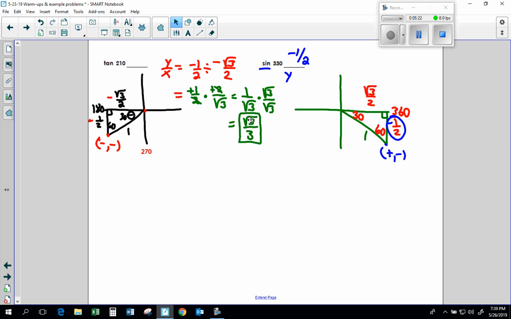Multiply across and you get square root of 3 over 3. And there's our rational number now in the denominator. And there's your answer. It's not simplified from there. Okay, so up here would be square root of 3 over 3. All right, next one, sine of 330.